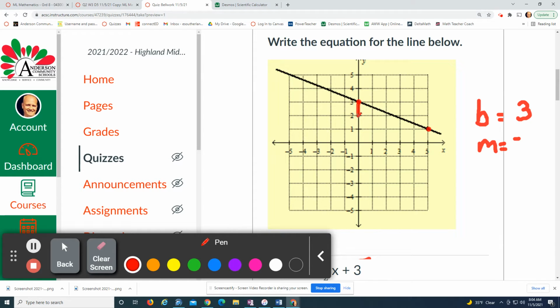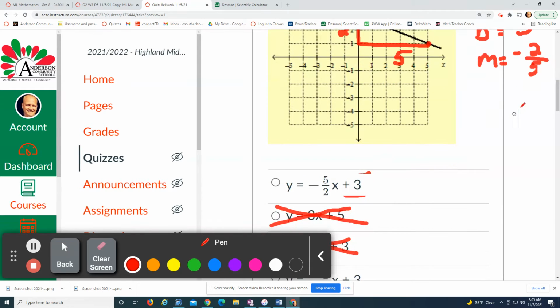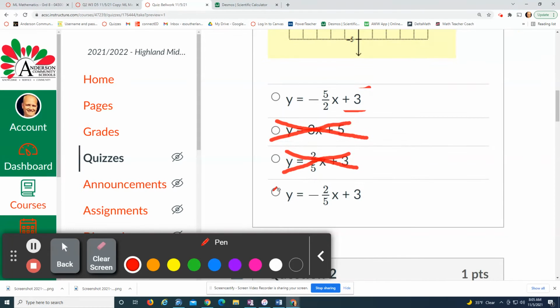So it has a rise of 2 and a run of 5. Slope is rise over run, so the 2 goes on top, the 5 goes on bottom. So when I look at this, I need to see negative 2/5 in front, which is that one there.